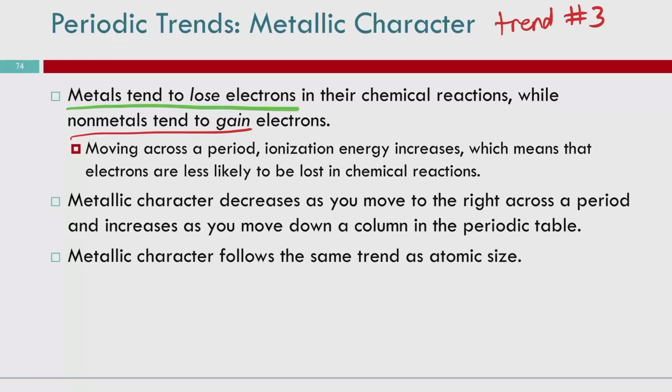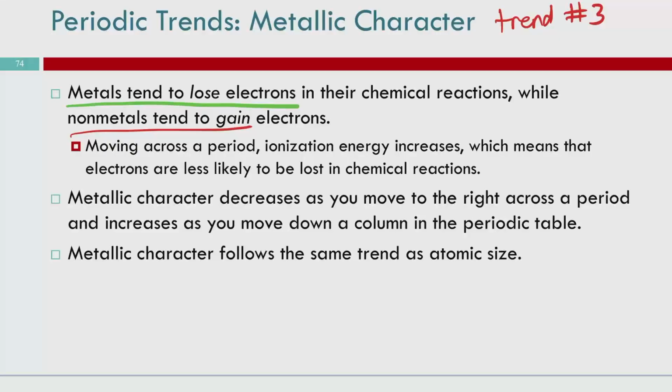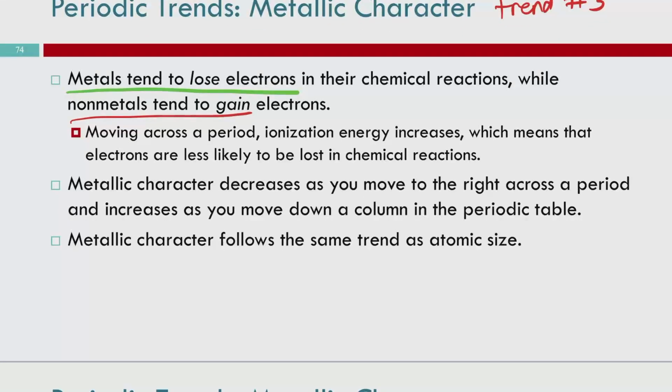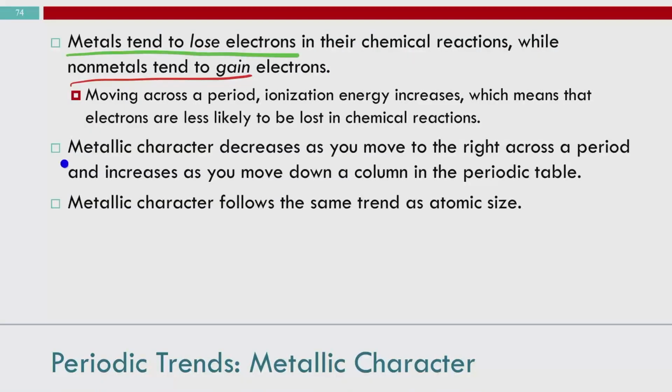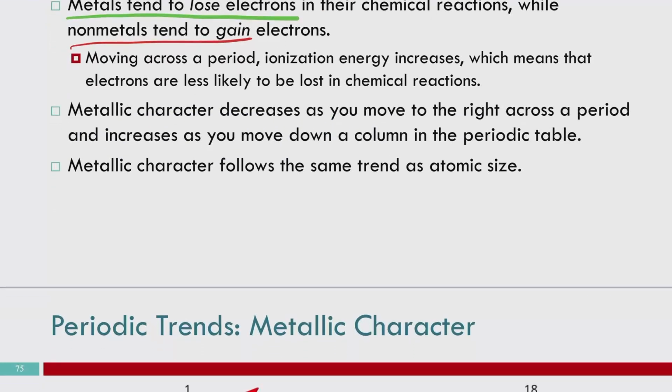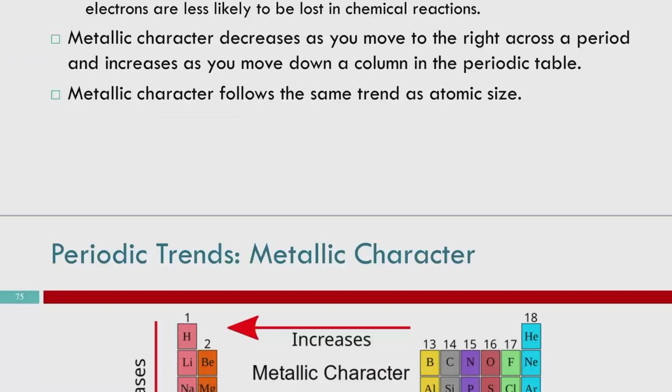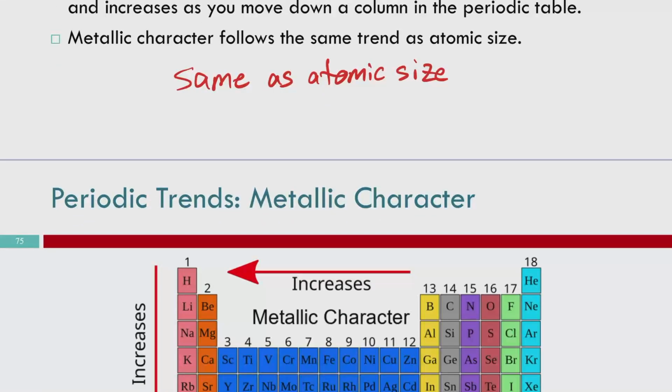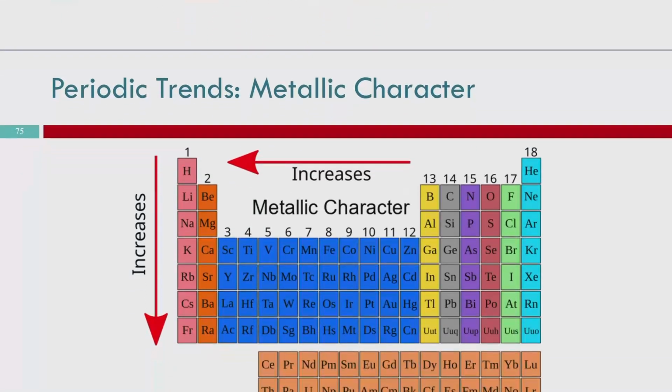Metallic character is how easy it is to lose electrons. It's basically just the opposite of ionization energy. Metallic character decreases as you move to the right or increases as you move to the left, and it also increases as you move down a column in the periodic table. So this is the same as atomic size in terms of the trend, the way that the trend works. So it increases to the left, that's where our metals are. It also increases top to bottom. The electrons are further away, they're easier to pull off.